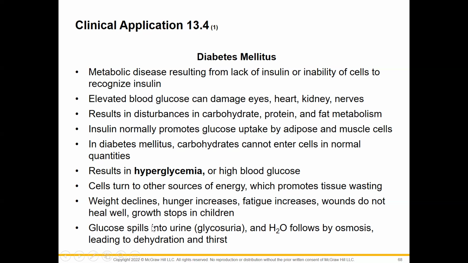Where sugar goes, water is going to go because now your body's trying to dilute some of that sugar. So then a person can become very thirsty and dehydrated. And that thirst and dehydration is one of those telltale signs of a person having diabetes.